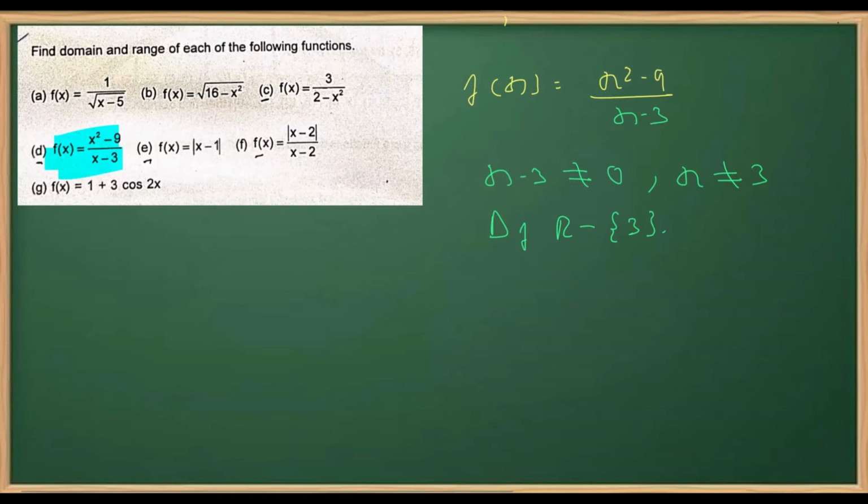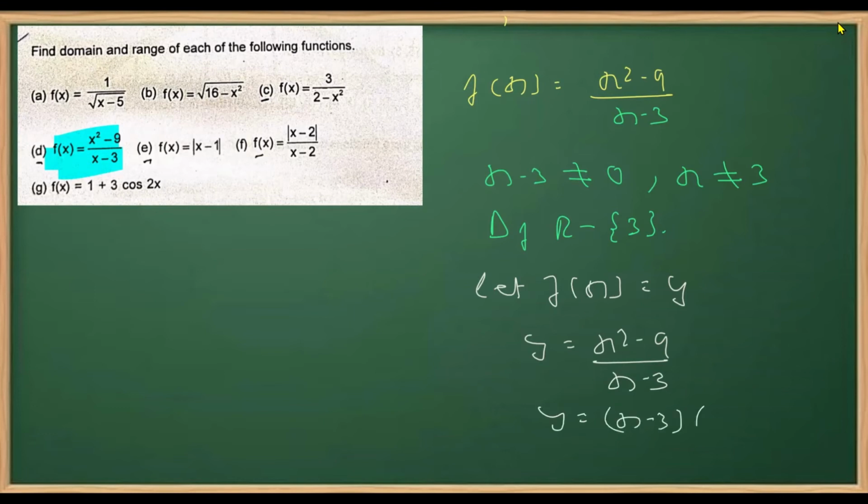Now for finding the range, as usual, we'll write, let f(x) = y. So if I place f(x) as y, what do we get? y = (x² − 9)/(x − 3). Check if we can factorize the numerator as a² − b² = (a + b)(a − b), that is (x − 3)(x + 3), divided by x − 3. So you can cancel this x − 3. So what do we get y as? We get y = x + 3.